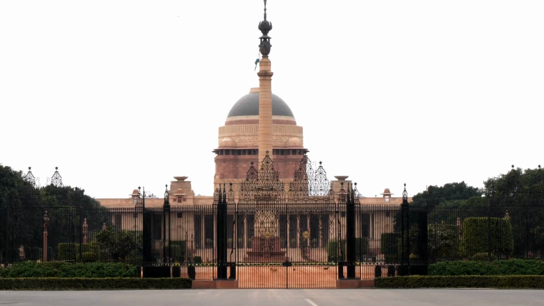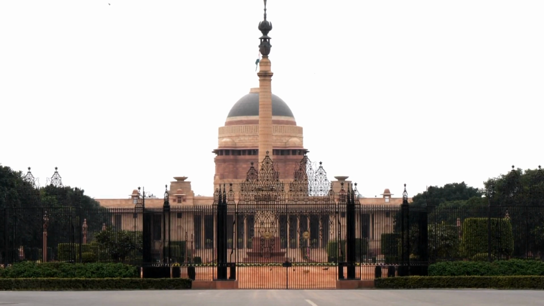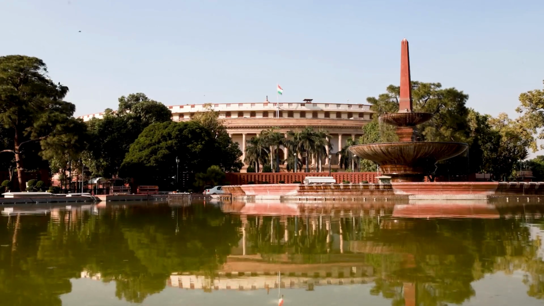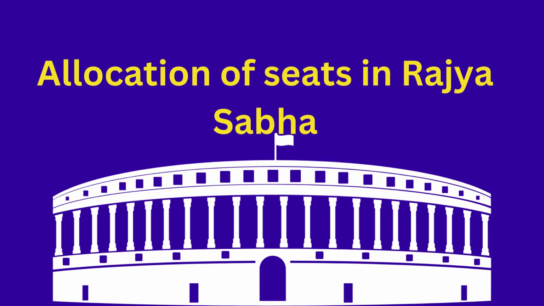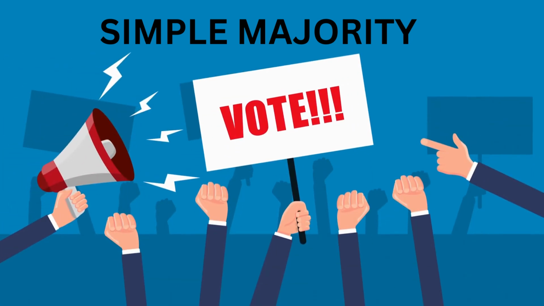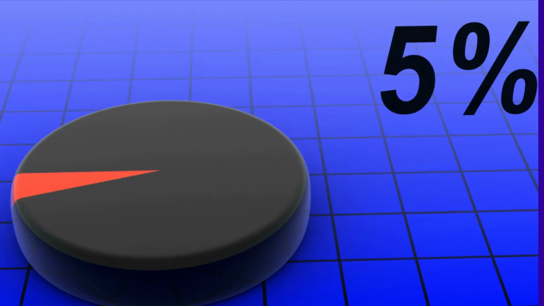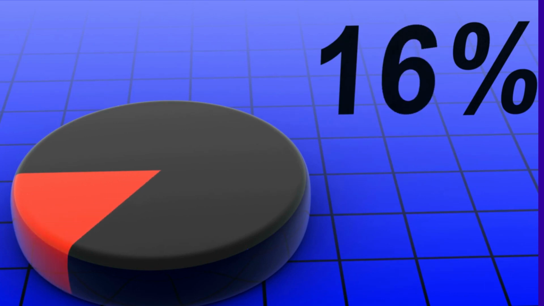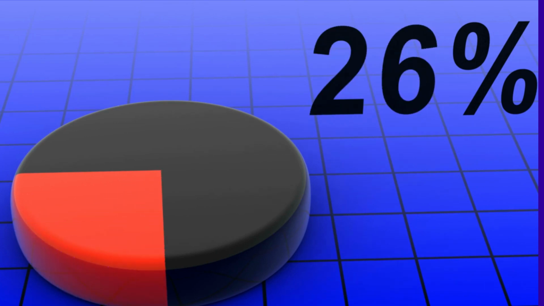allowances, privileges or emoluments for the president, the governor, judges, speakers, etc., or any change in the rules for acquisition and termination of citizenship, or rules under fourth schedule which relate to the allocation of seats in the Rajya Sabha. These are some of the scenarios where a constitutional amendment can be passed by a simple majority.